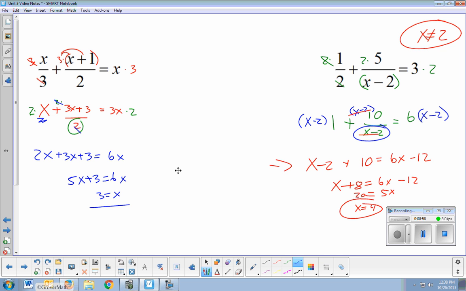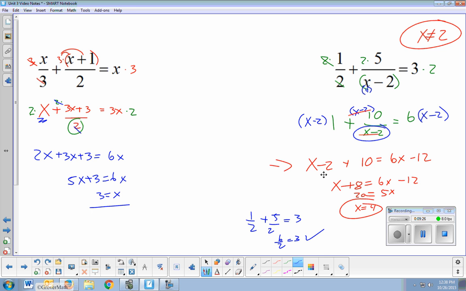I'm not doing that for all these just to save time in the video, but let's check it on this one. If I plug in a 4, my equation was 1 over 2 plus 5 over, now if x equals 4, 4 minus 2 is 2, and that equals 3. And 1 over 2 plus 5 over 2, they have common denominators, so you can add them together to be 6 over 2 equals 3, and 6 over 2 does equal 3. So it's worth it to do a quick check, make sure you have the right answer.